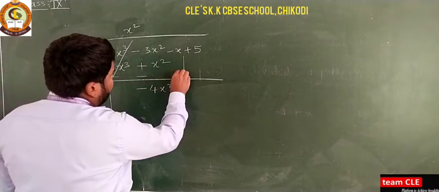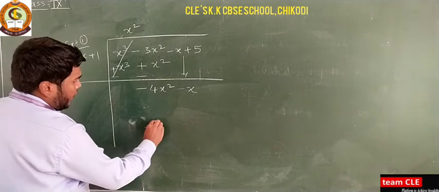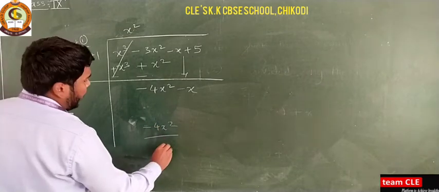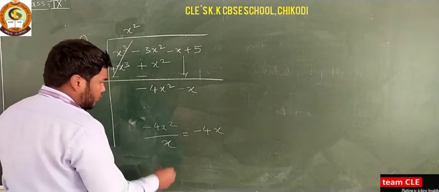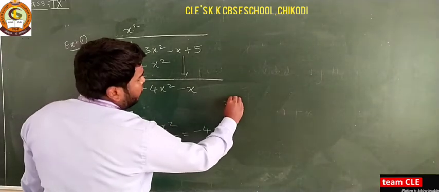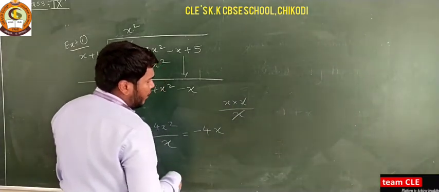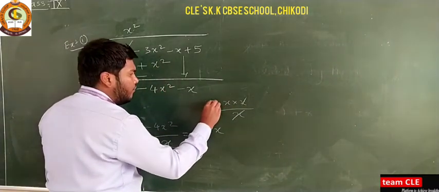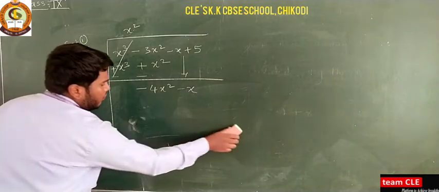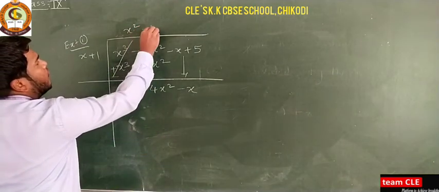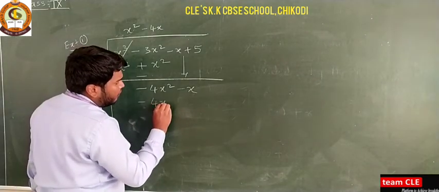Next, you have to take this down, it is minus x, and you have to choose one more term, that is minus 4x square. I need to divide it with x. If you divide this, you are getting minus 4x. Why? Because x square means x into x, and it is whole divided by x. So one x gets cancelled, and remaining is only x, that is minus 4 into x. So here, minus 4x you have to take in the quotient. Minus 4x into x is minus 4x square.